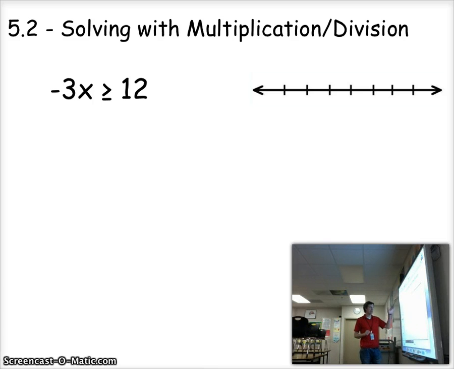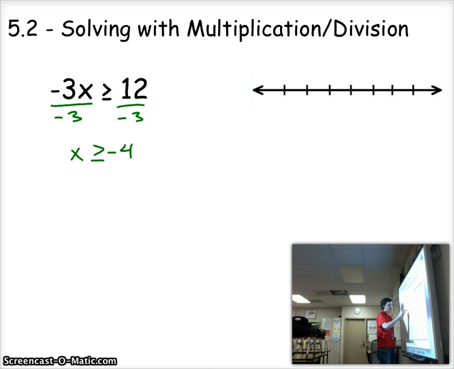Second example here, we have negative 3x is greater than or equal to 12. So again, same process. We're going to go ahead and divide by negative 3. And we have x now is greater than or equal to negative 4. Over here, negative 4. It's a closed circle this time. And we're saying everything is greater than or equal to negative 4. Okay. Checks.